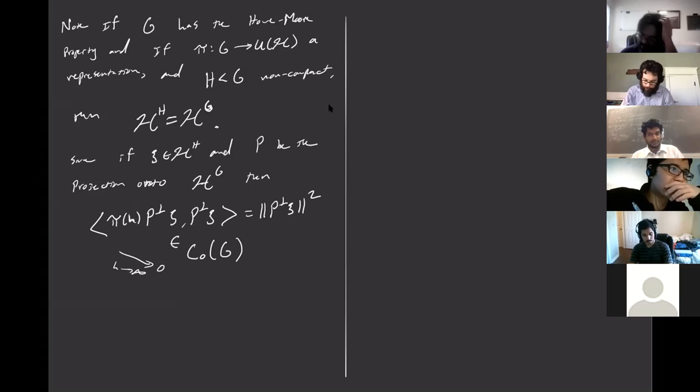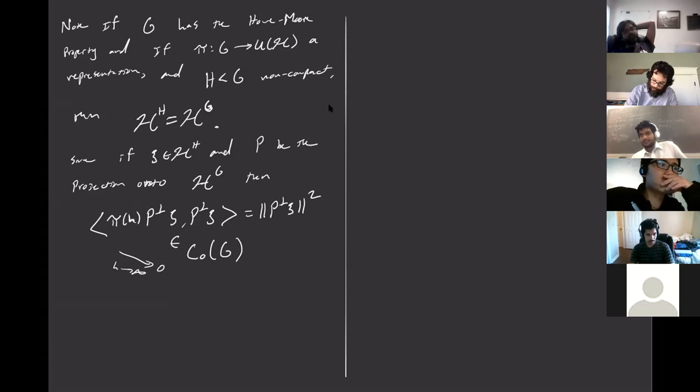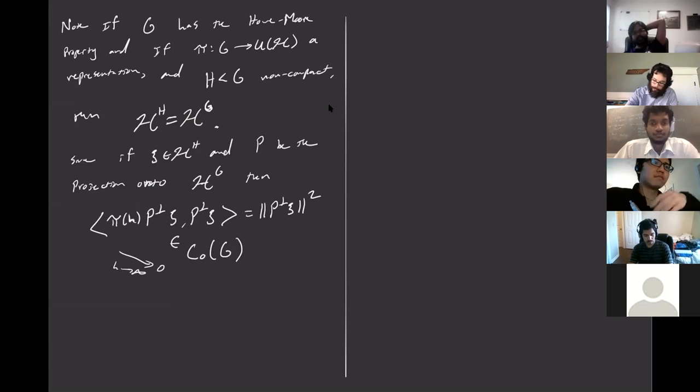In particular, therefore, we'll put a pin on that. We'll keep that in mind. And then I want to use one more property about the free group sitting inside the automorphism group.